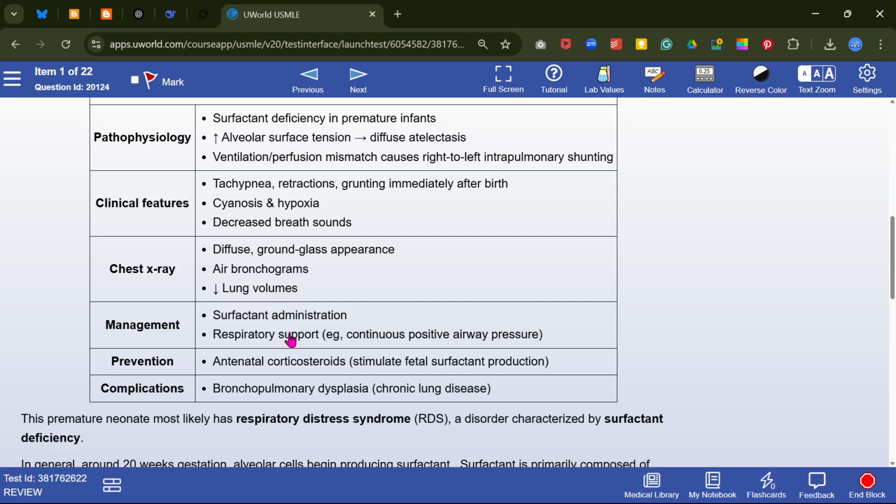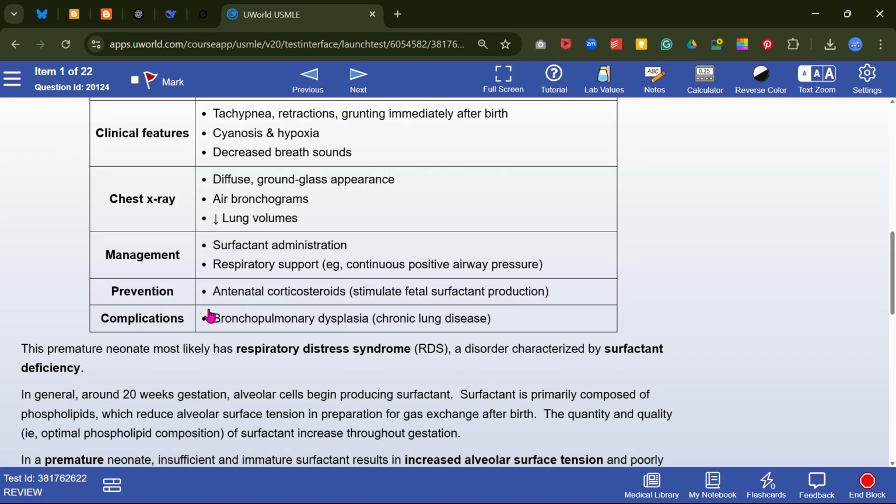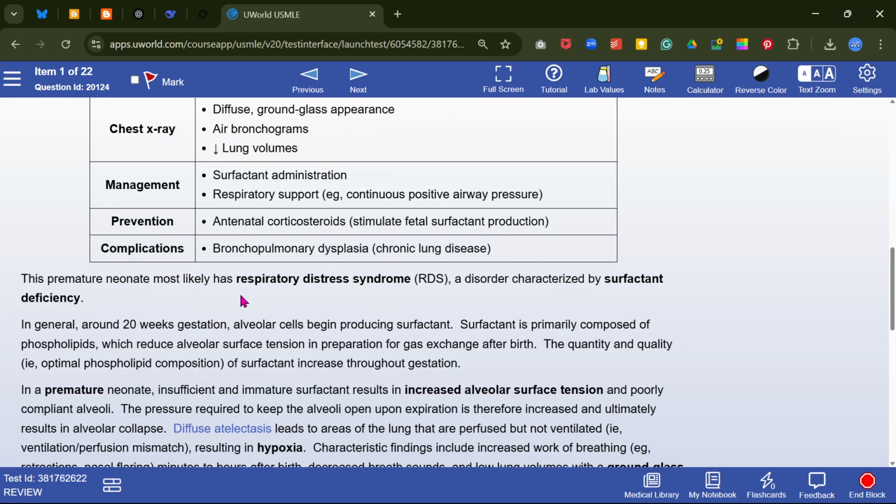Management is surfactant administration and respiratory support with continuous positive airway pressure. If not improved, then mechanical ventilation should be done. Here it has been done. Prevention is antenatal corticosteroid, which stimulates fetal surfactant production. The higher complication is bronchopulmonary dysplasia, BPD, chronic lung disease. The premature neonate likely has respiratory distress syndrome due to surfactant deficiency.